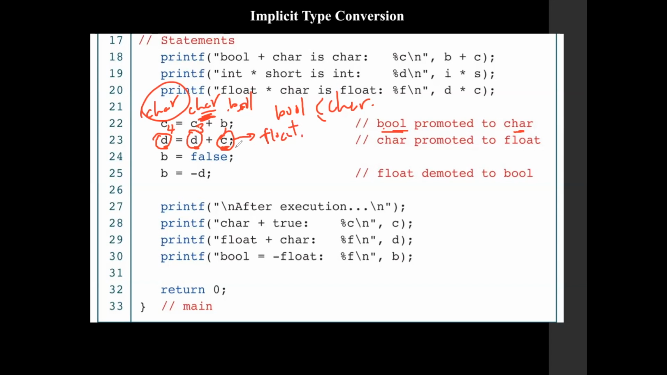In effect, c is only 1 byte. When it promotes to a float, you end up having this entire structure. This is all zeros, basically all empty. The actual stuff is here. So in this case, c gets promoted to float, and now float plus float equals float. B is a Boolean, false, so there's nothing there. But what is d? Minus d is a float, but b is a Boolean.